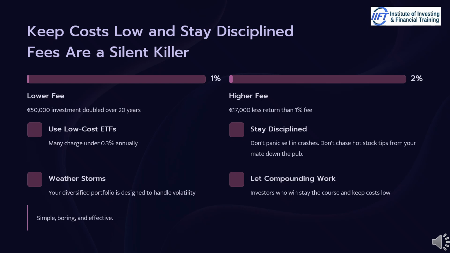So you want to use low-cost ETFs. Many of them charge less than 1%, and 0.3% annually would be a good price. You want to stay disciplined, don't panic sell in crashes, and don't chase hot stocks and tips that your mate down the pub might have given you. Your diversified portfolio is designed to weather storms, so you shouldn't have to keep chopping and changing and buying and selling. The investors who win are those who stay the course, keep costs low and let the compounding do its thing. It's simple, it's boring, but it's very, very effective.